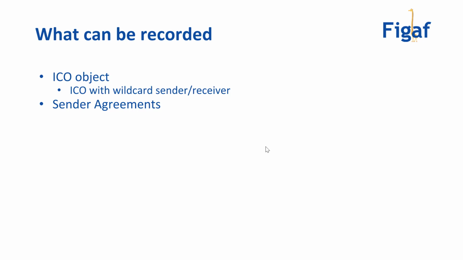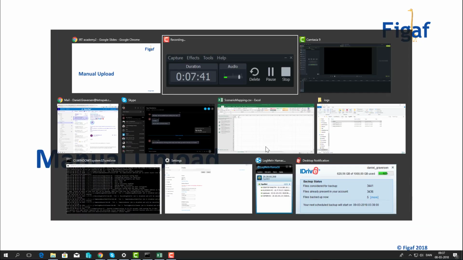So what kind of objects can you record? ICO is the best object, and an iFlow obviously is converted into an ICO. So there we're recording the ICO. Send agreements, you can also set up specific recordings of send agreements, because that's the best approach for that. Now it's manual upload, so let's do our demo.